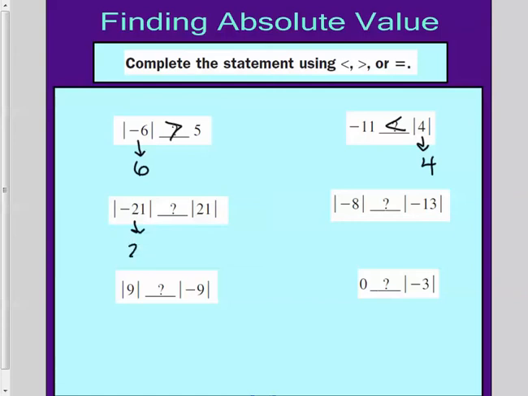Over here, we've got an absolute value of negative 21, which is 21, and a positive 21, which is 21. So they're equal. Here we have an absolute value of a negative 8, which is 8, and a negative 13, which is 13. So I would rather have 13 than 8. Down here, we have 9 versus a negative 9. They're both 9s when they come out of the absolute value because they both have a distance of 0. So they're equal. And here we've got a negative 3 in absolute value form, which is 3, and 0 is less than 3.